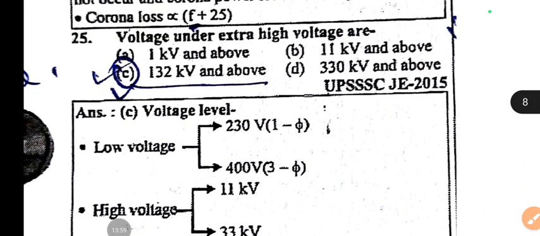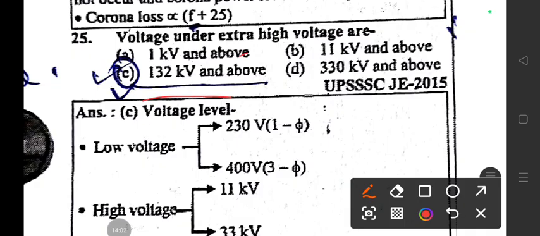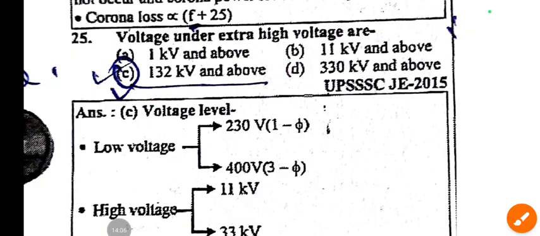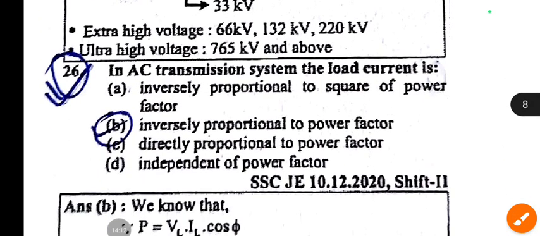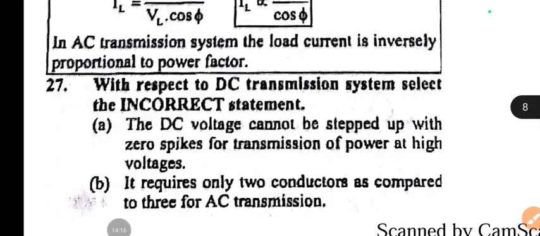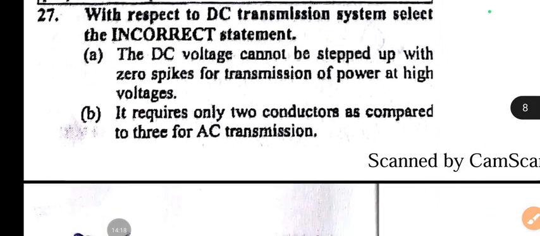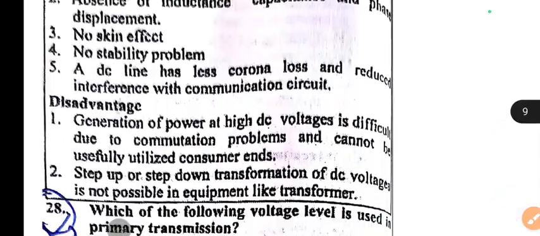Voltage under extra high voltage is 132 kV and above. Low voltage, this is the low voltage, and over here you can see high voltage and low voltage. Then in an AC transmission system, the load current is inversely proportional to the power factor. Okay, this is the basic question over here.